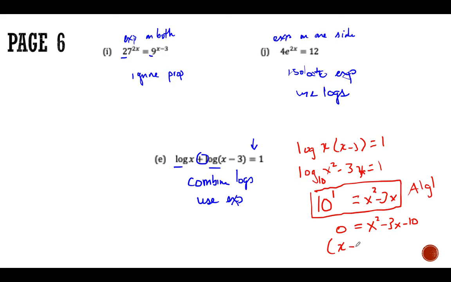That means that x minus 5 and x plus 2 are equal to 0, which means x must be equal to 5 or x must be equal to negative 2. The domain of logs is x is greater than 0. You're not allowed to input negative 2 into a log. So you only have one answer, and that's x is equal to 5.